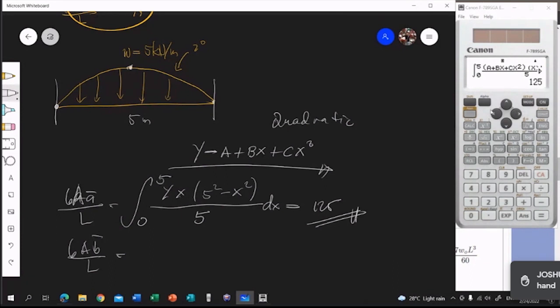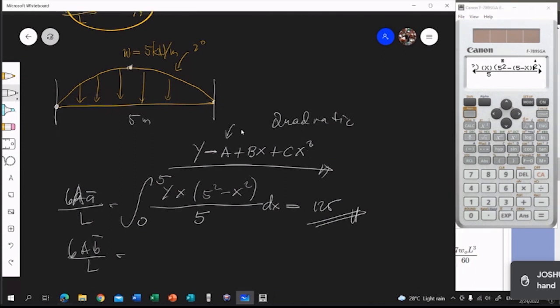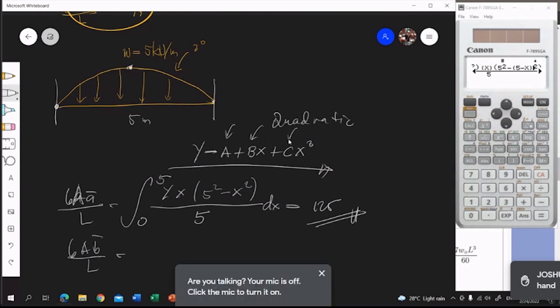Sir, how do we get the cx squared? How do we get cx squared? Did we not store A to A, B to B, and C to C in regression?